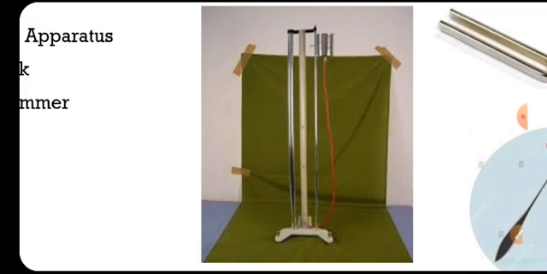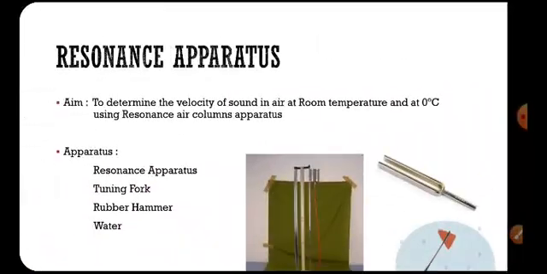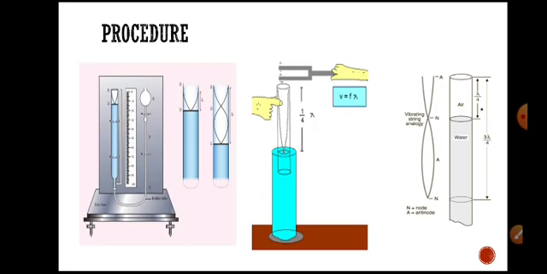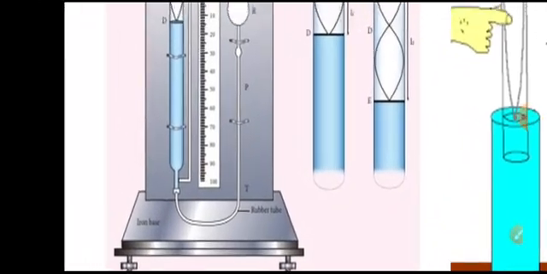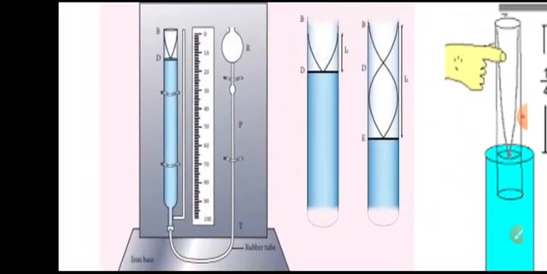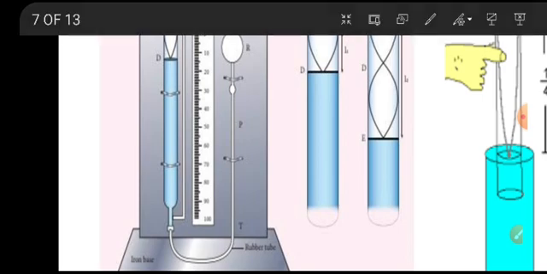This apparatus is fixed on a vertical wooden stand. The lower end of the tube or pipe is attached to the reservoir by means of a rubber tube. This is the reservoir, and this is the rubber tube attached.